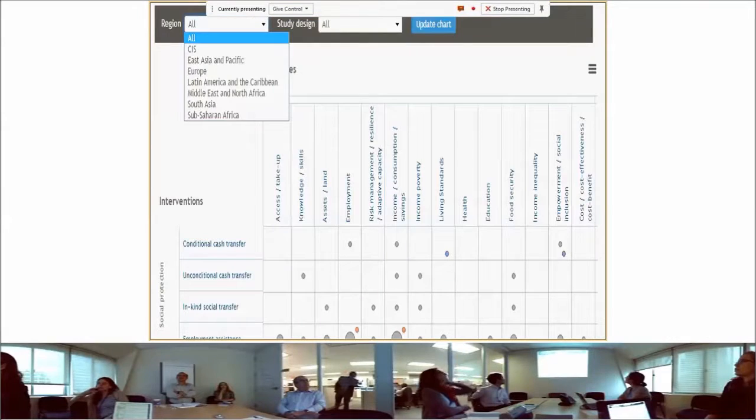Some of the other features of the evidence gap maps: it allows you to filter the evidence by region, by country, by study design, and most recently also by population type. It allows you to zoom into certain areas, and it allows you to read the definitions for each of these intervention or outcome categories by clicking on that description in the first column or the first row.